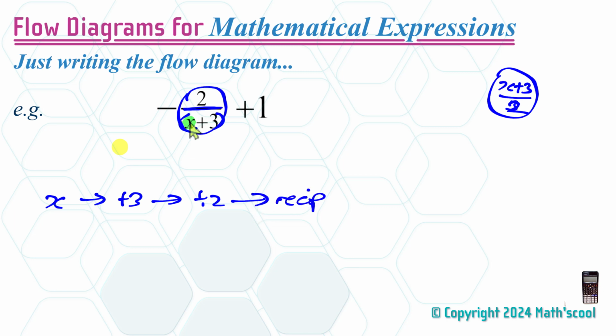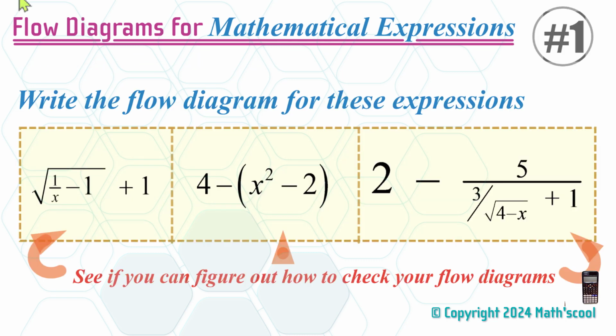So if you start at the bottom of the fraction, then when you've finished reading the fraction, which you're reading upside down, just end with the recip to turn it the right way out. Now I need to make it negative, so I need to times it by -1, and then I need to add 1. So that's quite a complicated flow diagram now. Okay, so these are your 3 flow diagrams that you need to do. And they all contain something a little bit complicated about them. So see if you can figure out how to check your flow diagram.